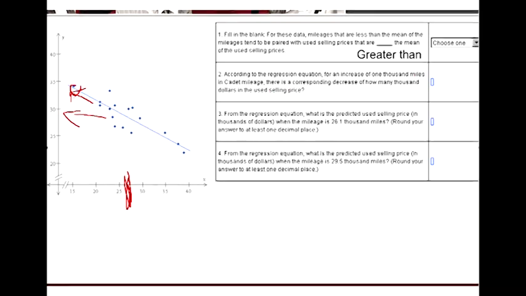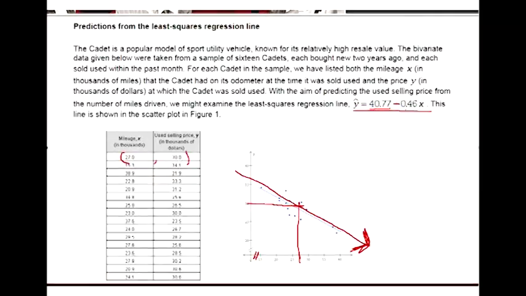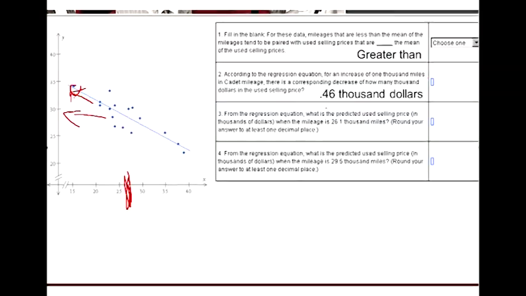According to the regression equation, for an increase of 1,000 miles in Cadet mileage, there is a corresponding decrease of how many $1,000? So looking at our equation, an increase of 1,000 miles is going to be a decrease of 0.46 because of the minus 0.46 times each x. So the 0.46 thousand, that's going to be just the slope.